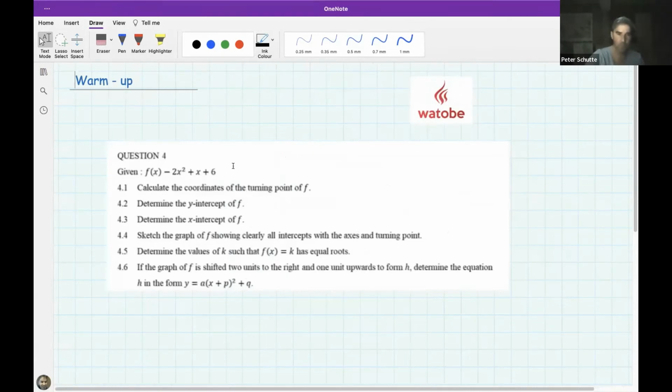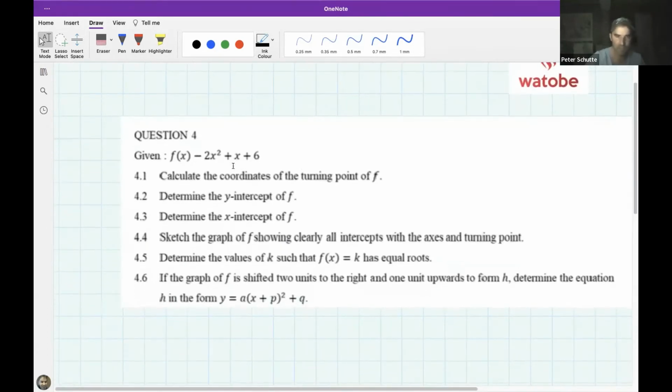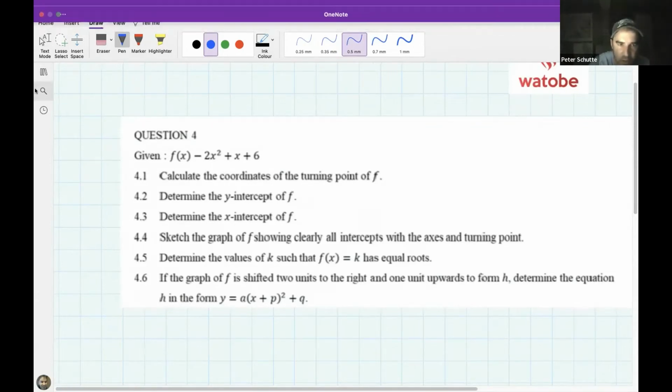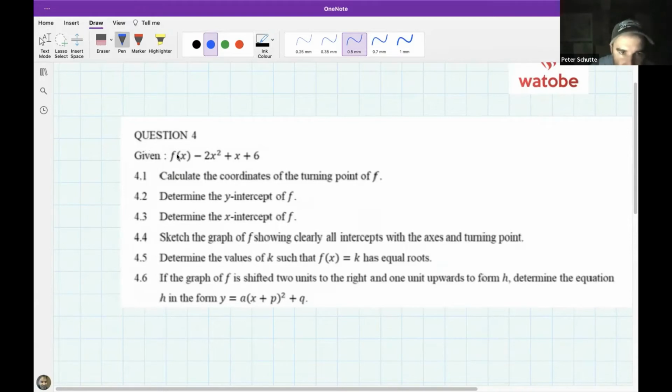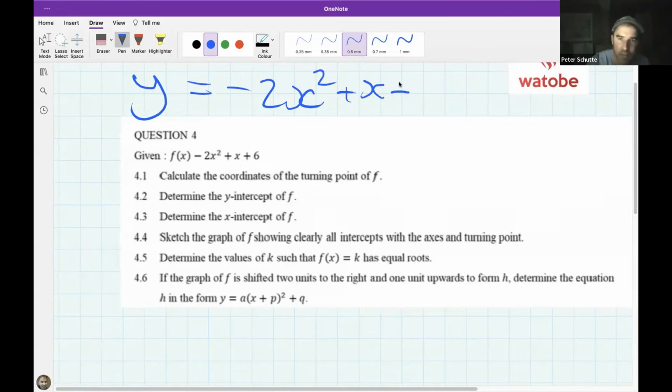Okay, part 2. Let's have a look. Calculate the turning point. Just to clarify, we are taking this question as being that. I want you to calculate these first 3 things for me, and then I want you to sketch the graph. After you've done that, we'll talk separately about these last 2 questions.